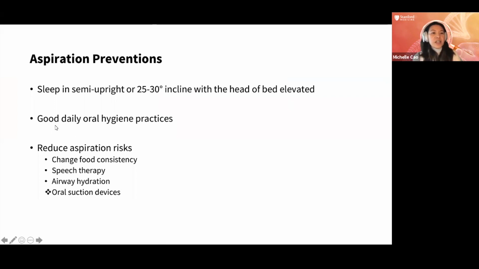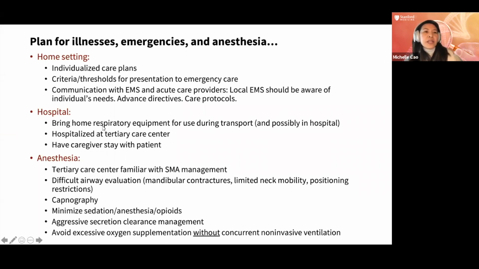Also very important is to prevent aspiration. I understand it's difficult for patients to sleep in a semi-upright position, but if you can, it would be very beneficial. Also, good daily oral hygiene practices. And we can try to reduce aspiration risk with changing food consistency, speech therapy, airway hydration, and oral suction devices. And it's important to plan for illnesses, emergencies, and anesthesia for certain procedures that are required.